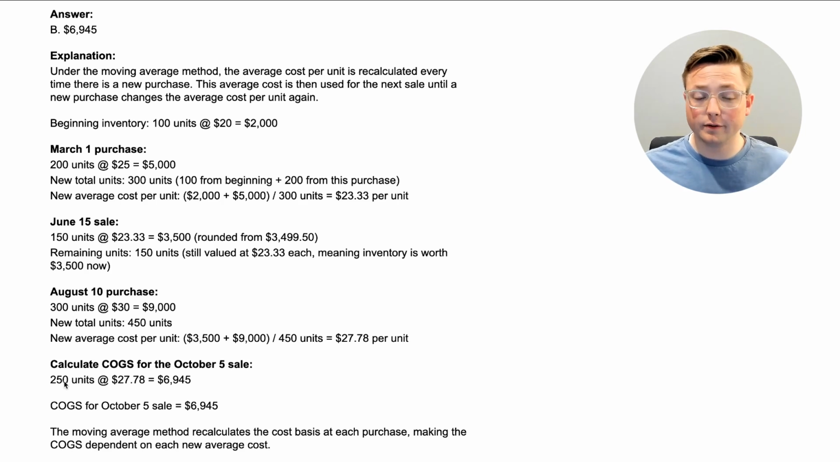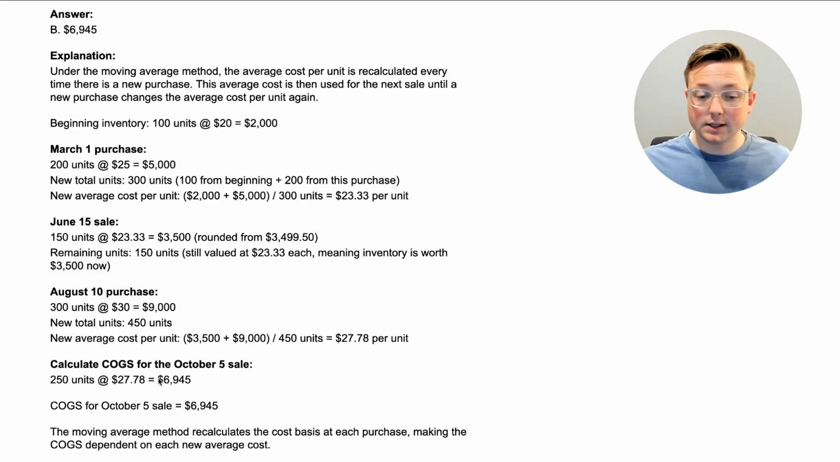So we sell 250 units at $27.78, and that gives us $6,945. And that's rounded. I think it was like $6,944.4444, but it's $6,945. So cost of goods sold, October 5th sale, $6,945. But you can see that we had to work through this perpetually to get to that point because we would not have known, if we hadn't done all these other calculations, what the moving average cost per unit was when we got to October 5th.